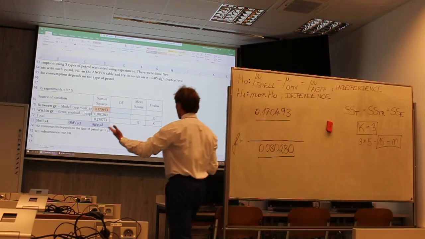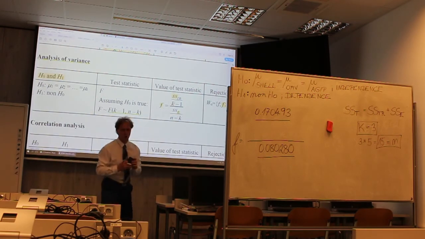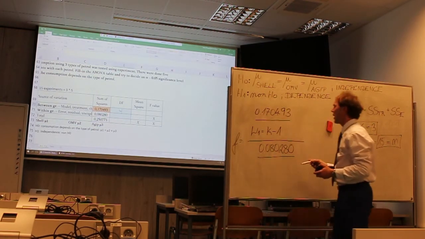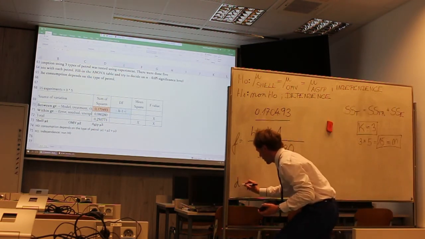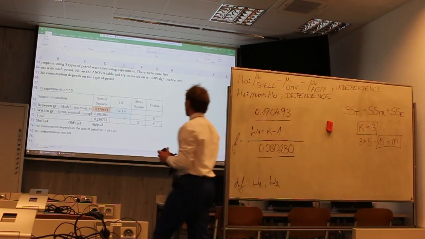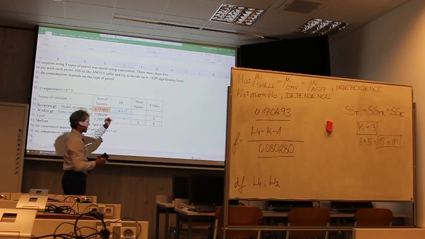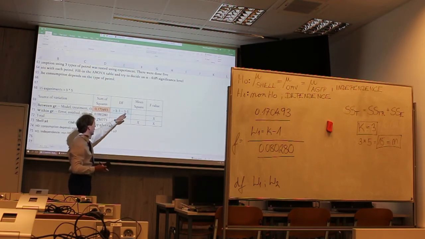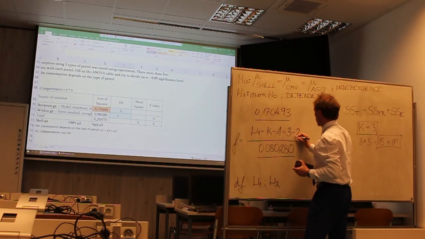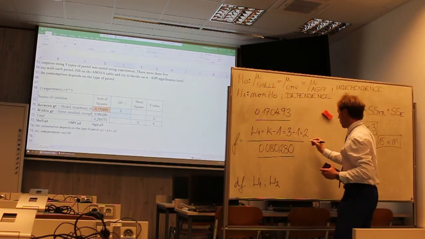Treatment sum of squares is divided by ni1, k minus 1, the degrees of freedom. ni1 is calculated as k minus 1. This is called degrees of freedom, df. We have 2 degrees of freedom, ni1 and ni2. This first degree of freedom, k minus 1, is based on the number of groups: 3 groups, Shell, OMV and AGIP, so 3 minus 1 is equal to 2 degrees of freedom, yes?